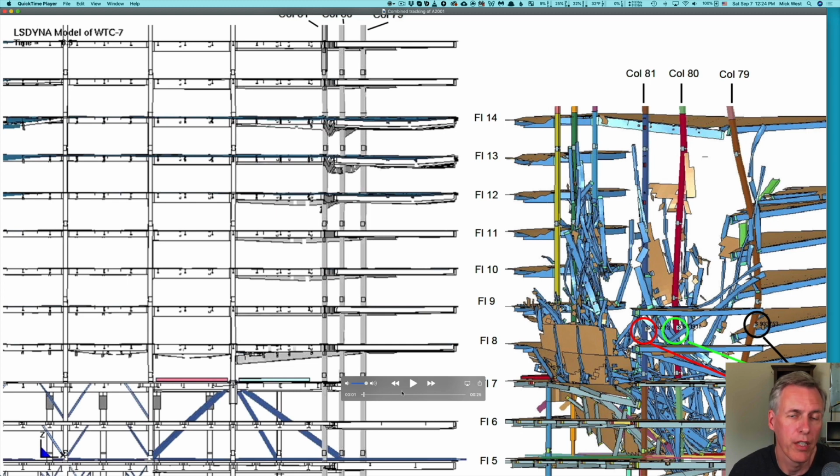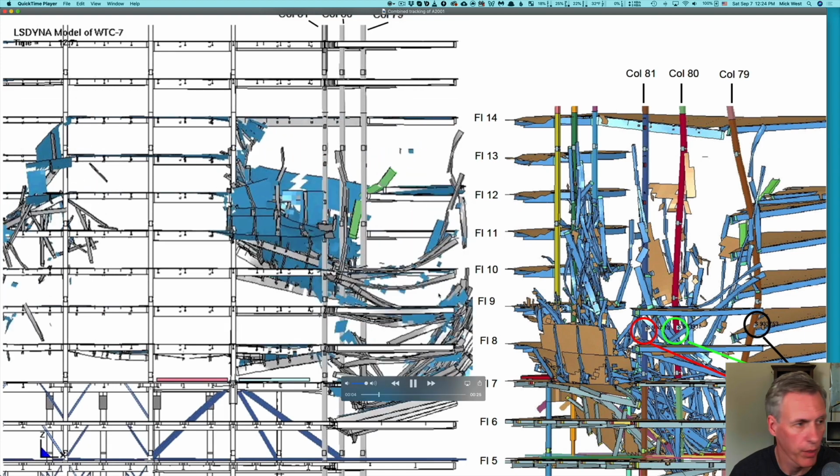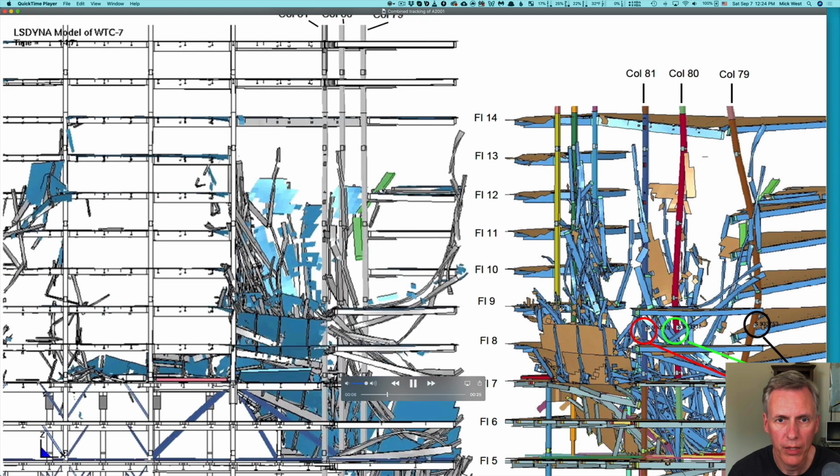So this is NIST's global model. If you want to compare your global model to NIST's global model, then you can't be saying, oh, well, A2001 couldn't possibly have collapsed, because it didn't in NIST's global model, their LS-DYNA model, which did in fact have good connections, which I'll come to in a second. So there it is.